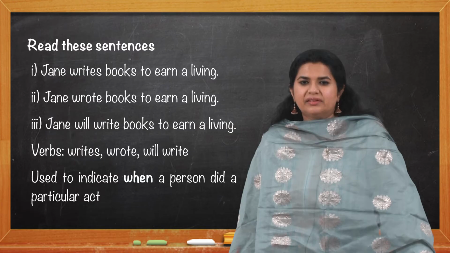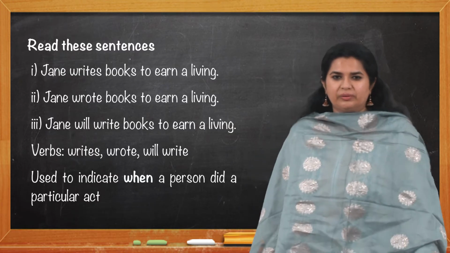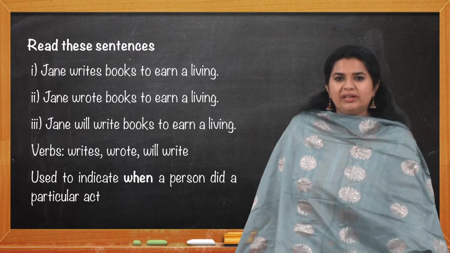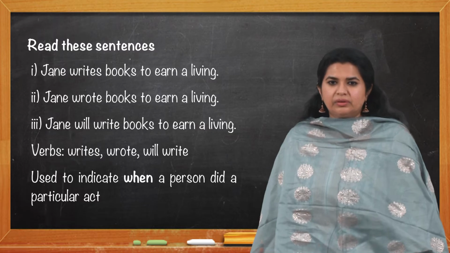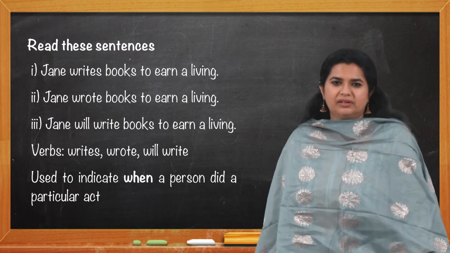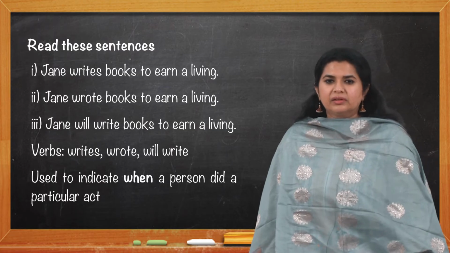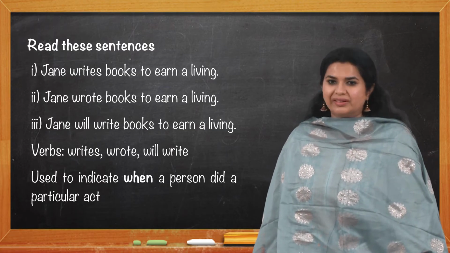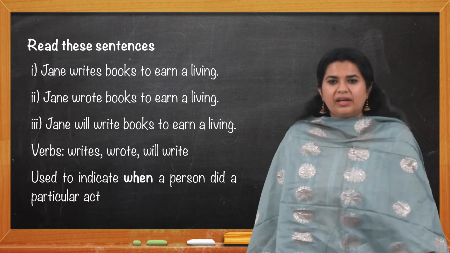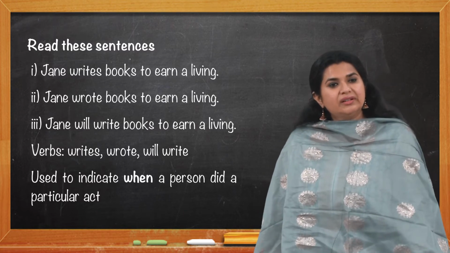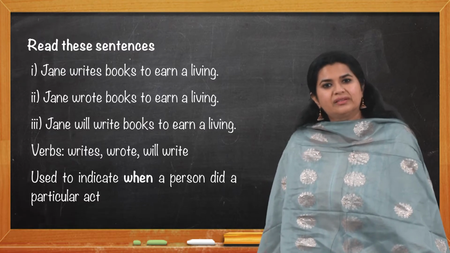Now, read these sentences. This is just an example, a warm up exercise for you. Jane writes books to earn a living. Jane wrote books to earn a living. Jane will write books to earn a living. So, verbs, what are the verbs here? Writes, wrote, will write, and these verbs indicate or give you a sense of the tense.